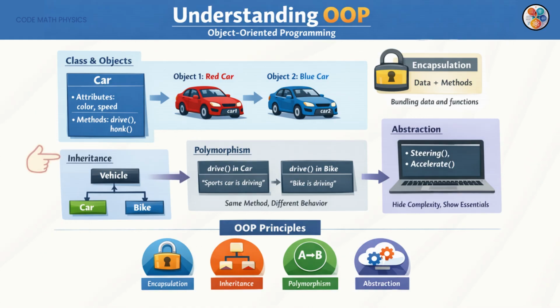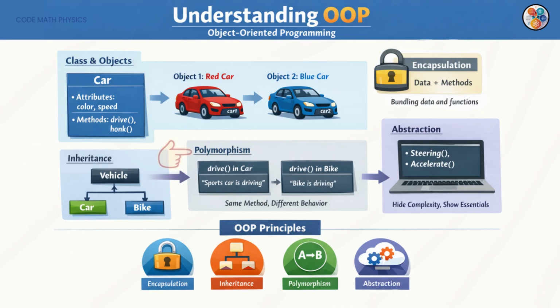Now move down to inheritance. We have a more general class called vehicle. Then we say car is a kind of vehicle, and bike is also a kind of vehicle. So both car and bike inherit everything that vehicle already has, like steering or accelerate. They only add or change what's special about them. This saves us from writing the same code again and again.